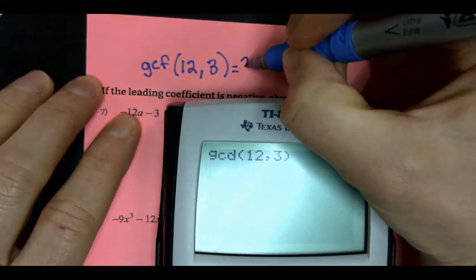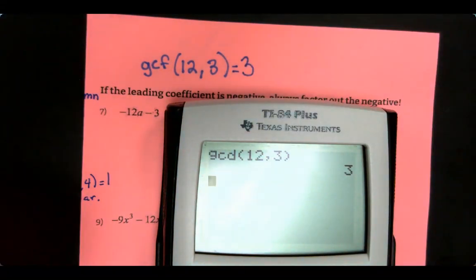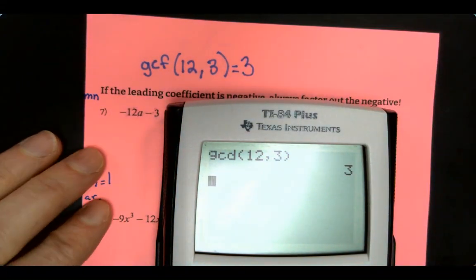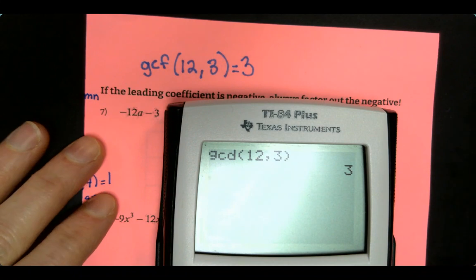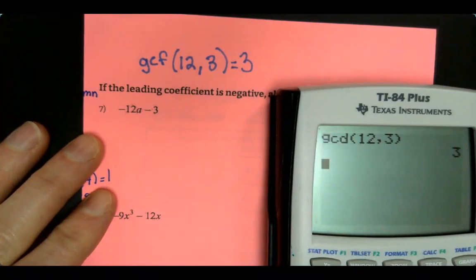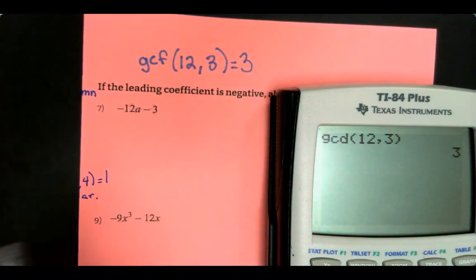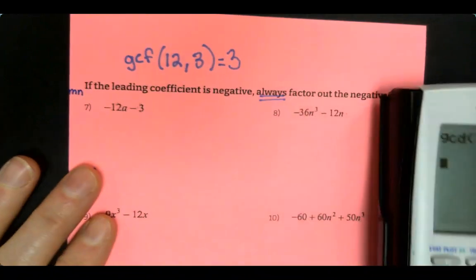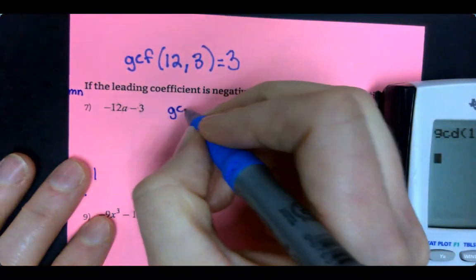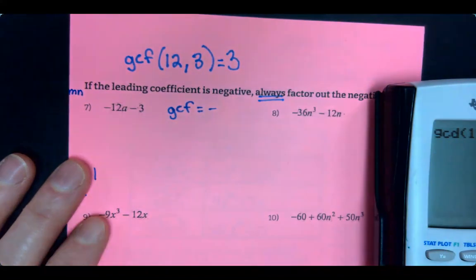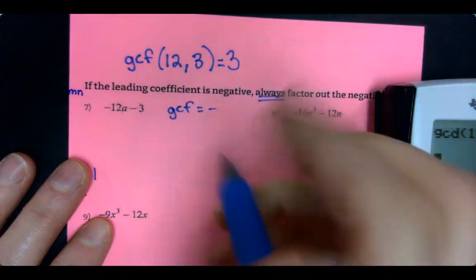So it is a 3. 3 divides both numbers evenly. So that is our GCF. Because the first number is a negative, we have to factor out a negative. So when we write our GCF here, we're going to go ahead and put a negative there, and it's 3.